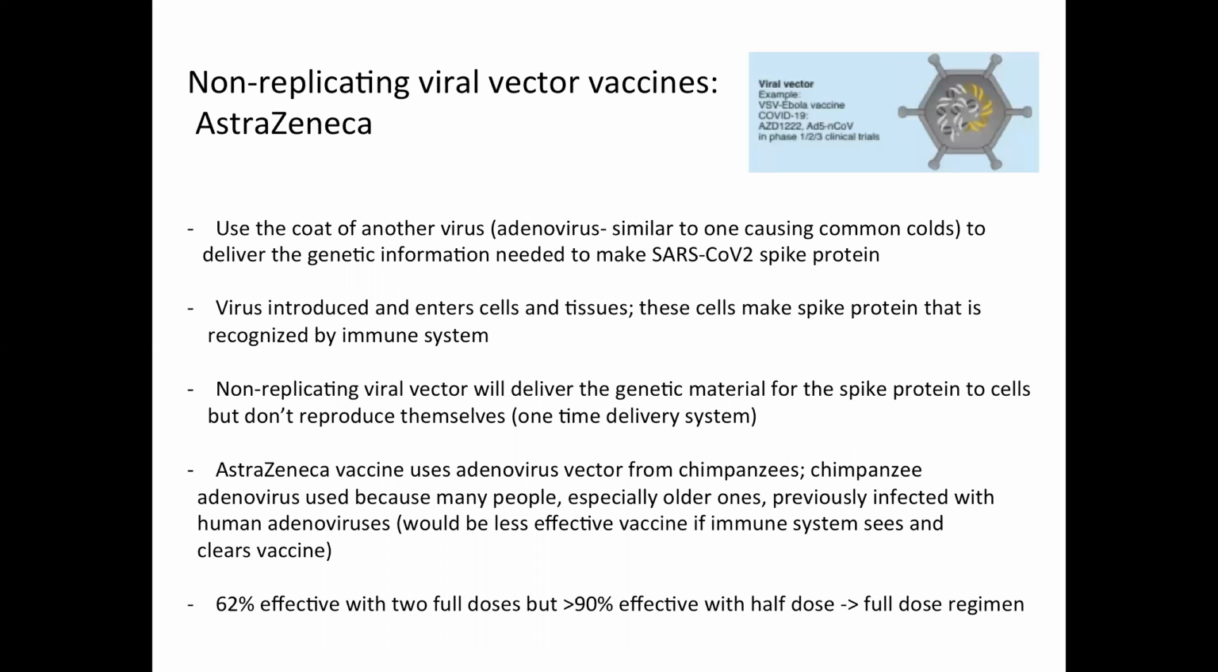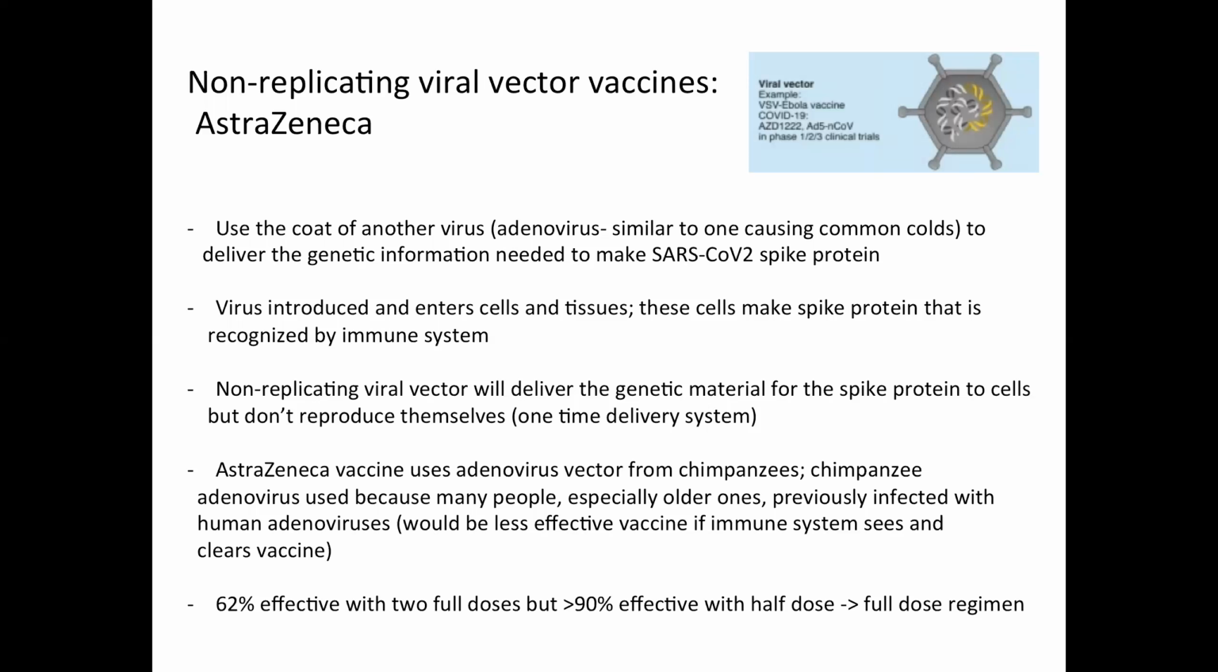I'll talk just briefly about this one from AstraZeneca. This is the use of a non-replicating viral vector delivery system. It uses the coat of another virus, which is an adenovirus, similar to the one that causes a common cold, to deliver the genetic information that you need to make the spike protein. So in this case, again, you're just using a virus as a delivery system. It's delivering the genetic material to make the spike protein and give you this immune response that provides immunity.